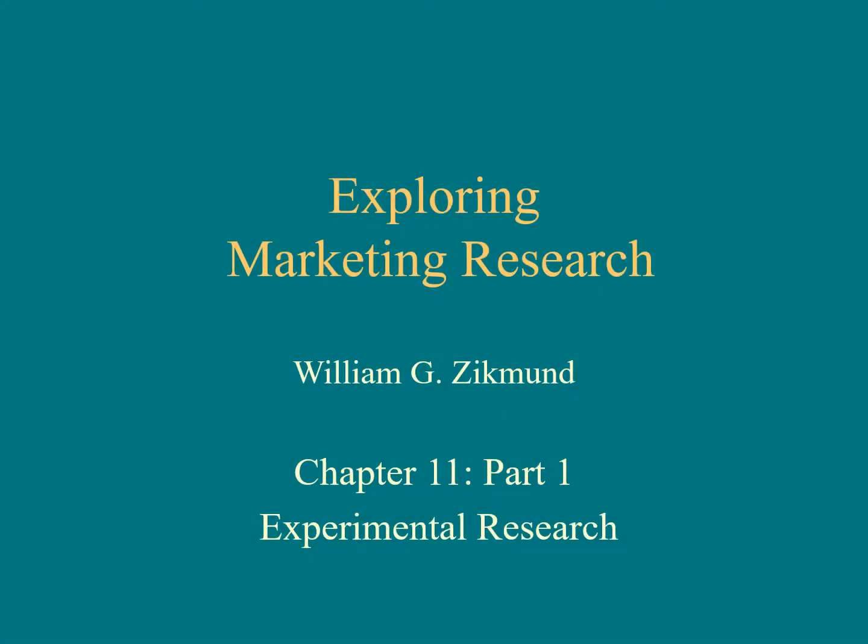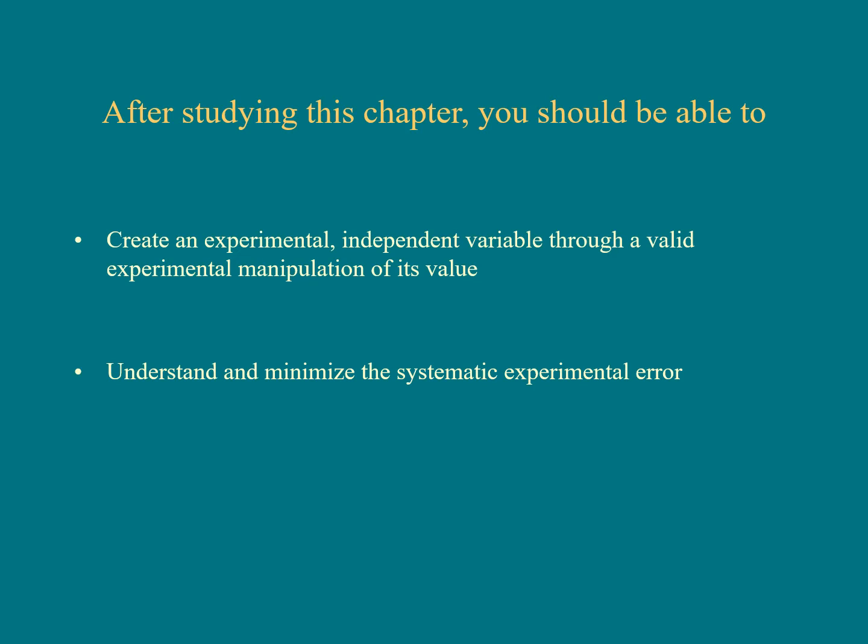Bismillahirrahmanirrahim. Exploring Marketing Research. Chapter number 11, Part 1, that is Experimental Research. After studying this chapter and this part, you should be able to create an experimental independent variable through a valid experimental manipulation of its value, understand and minimize the systematic experimental error.